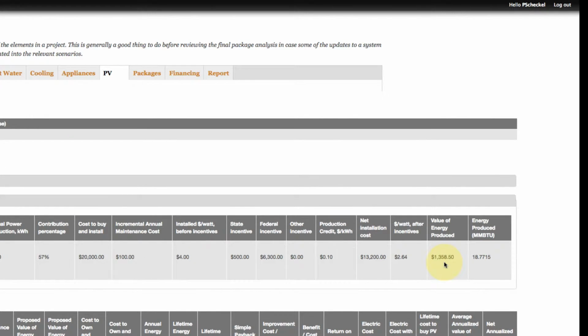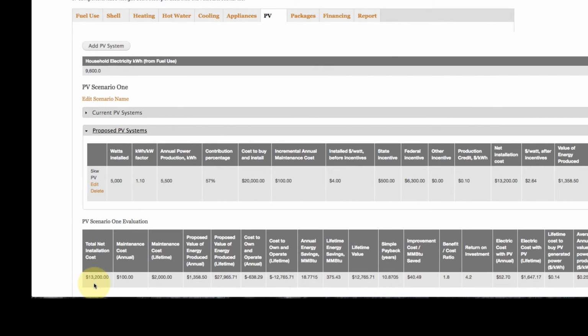The annual value of the energy produced by the PV system is based on the cost per kilowatt hour your utility charges you and the feed-in tariff that you entered earlier, and a conversion of electricity to millions of BTUs. Looking at the scenario evaluation, again we see similar numbers. If we had more than one renewable energy system, they would all be included here. The lifetime value of energy produced is the annual value times the lifetime that was entered earlier, and includes the effects of energy cost escalation.